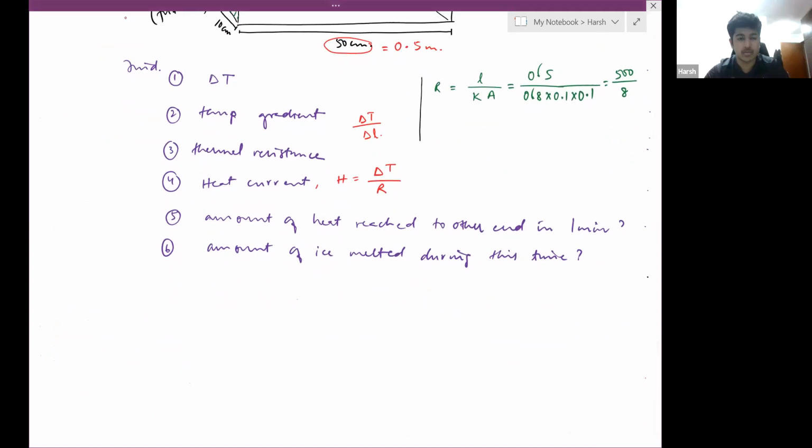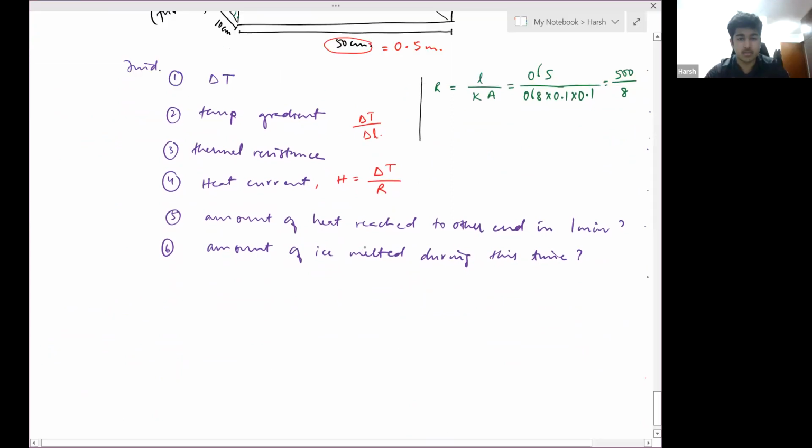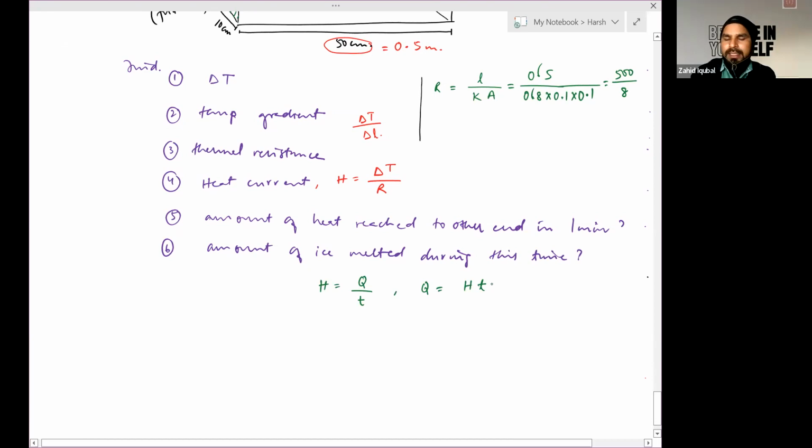Next is amount of heat reached to the other end in 1 minute. According to formula, H is equal to Q divided by T. So we have to calculate Q, so it must be equal to H into T. H we have calculated in fourth part and time taken in this part we have 1 minute, that is 60 seconds.